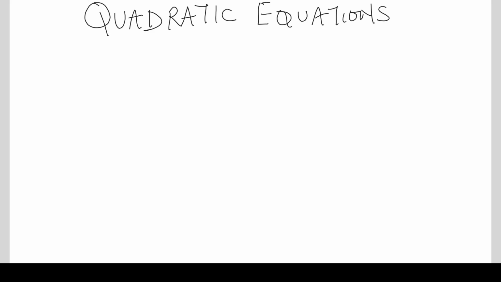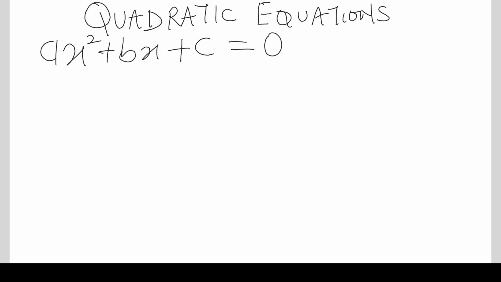Alright everyone, in this video we are going to be looking at quadratic equations. That is, we are going to be solving quadratic equations. Now the general form of a quadratic equation is given as ax squared plus bx plus c equal to 0. Don't forget, this is an equation different from expressions, and that's the reason it has the equal to sign.